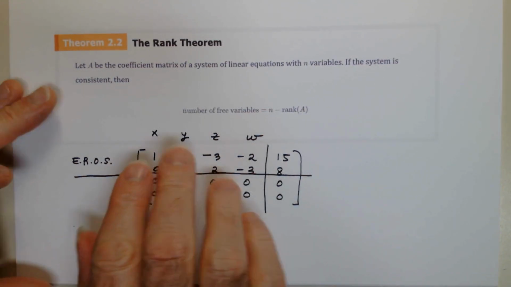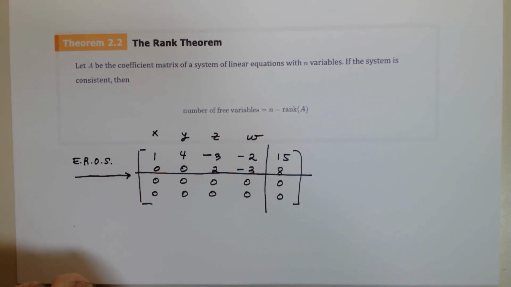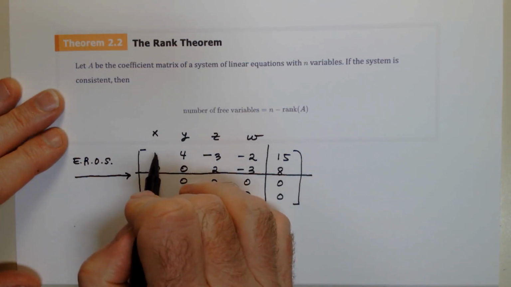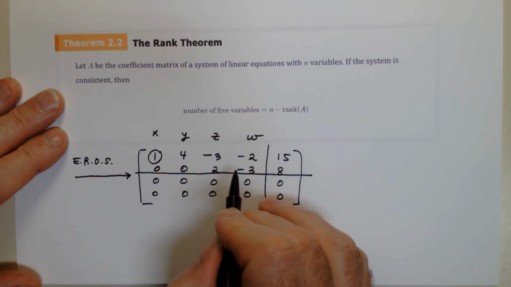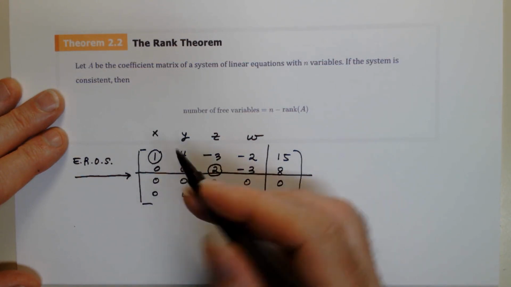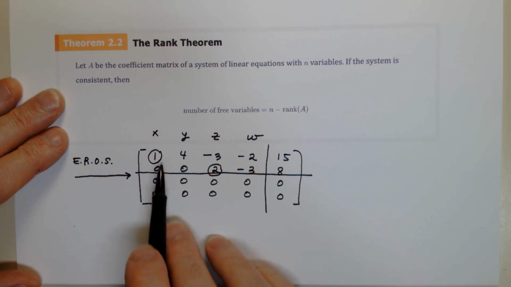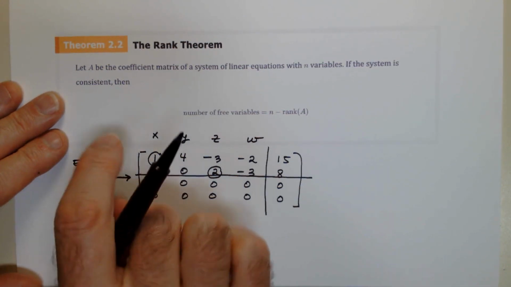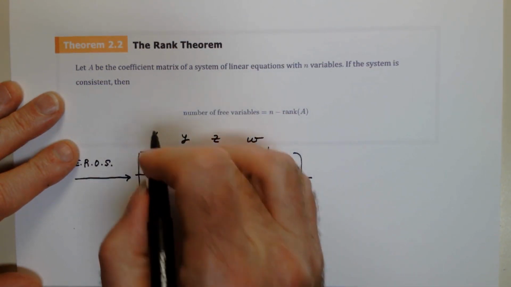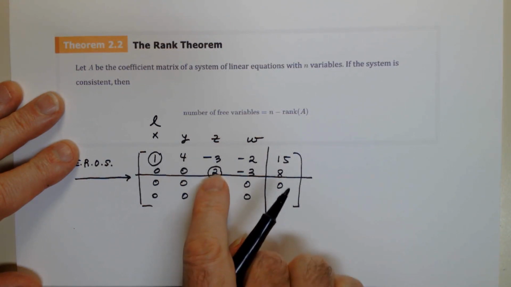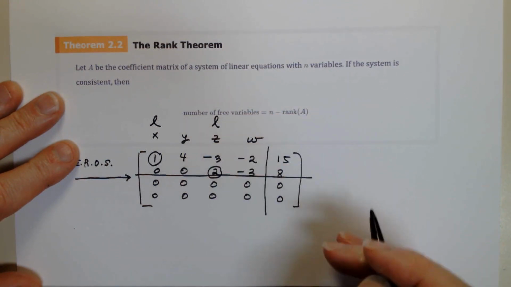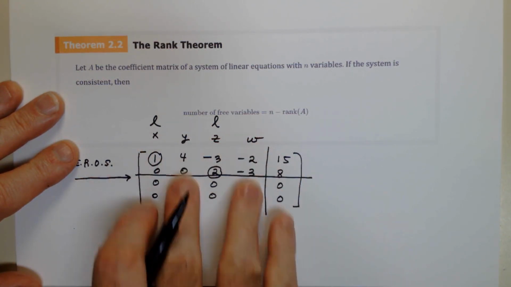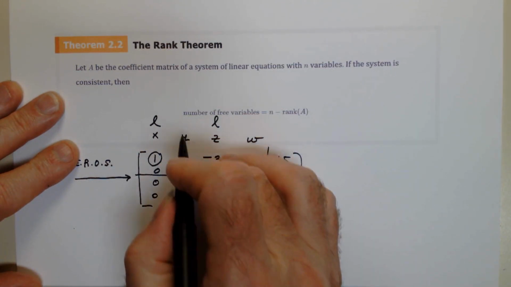Now, what we've got in this case is 4 variables, which I've just labeled x, y, z, and w. And what we want to do is separate these variables into the 2 types. Now, we've got leading entries here in row 1 and here in row 2. And the variables that are associated with them through their columns, those are called leading variables, or bound variables, however you want to think about it. So let's label this one L for leading, and we'll label this one L for leading. The variables y and w, since they don't inhabit columns that contain leading entries, are labeled free.